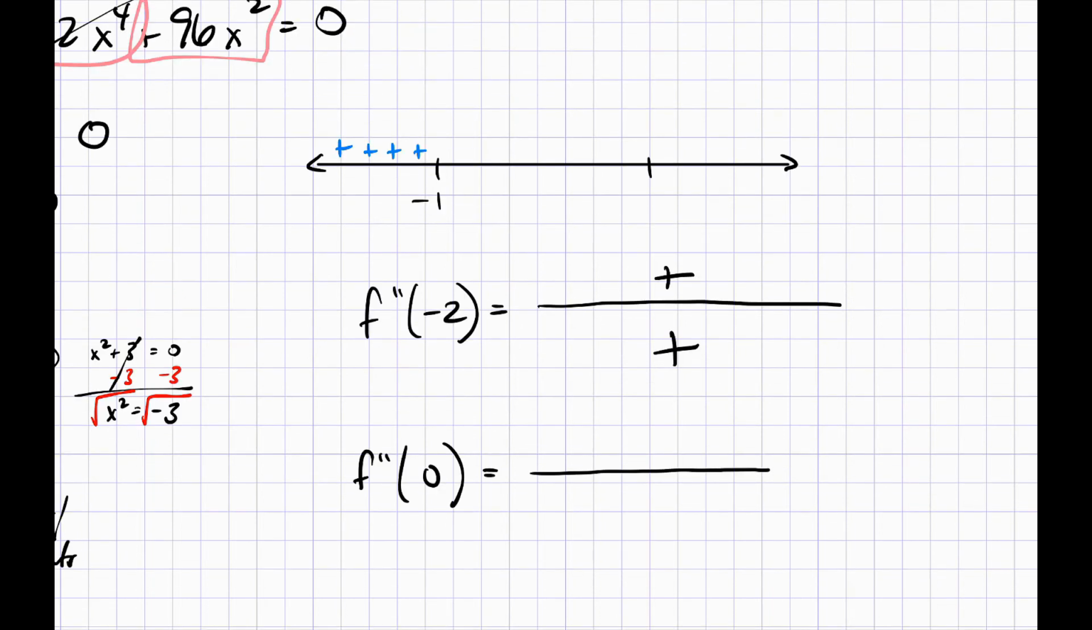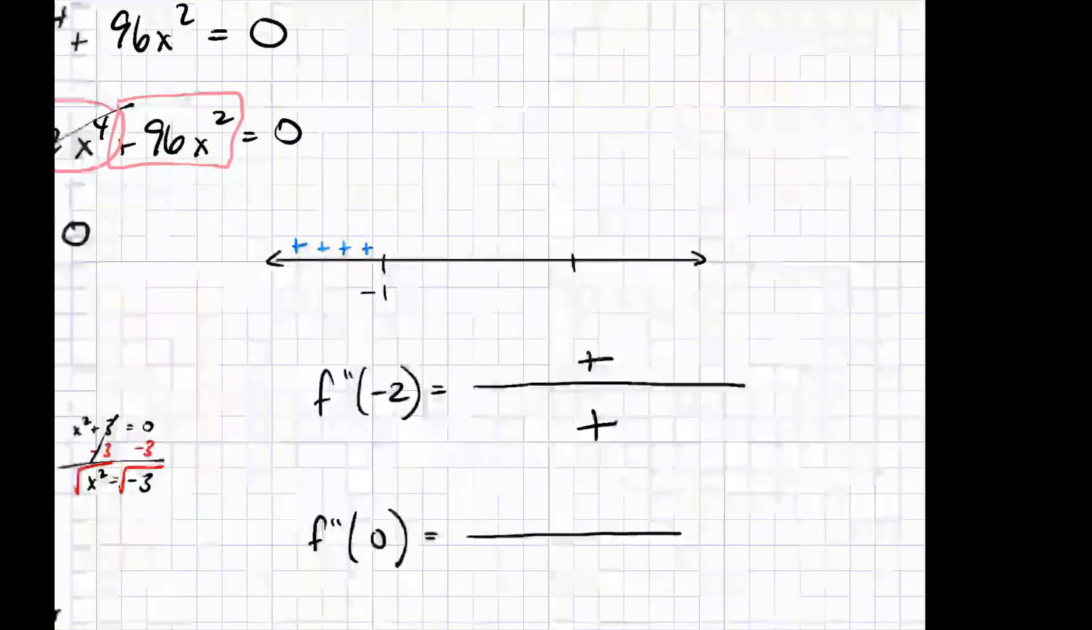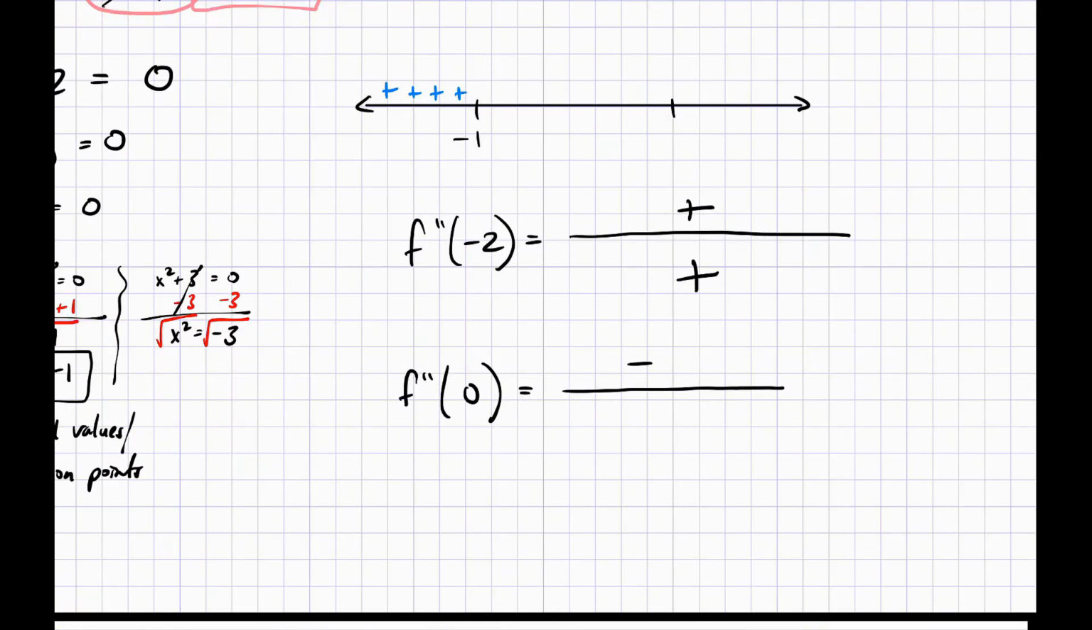Okay, plug in 0. 0 is easy because it makes everything 0. Everything that's multiplied will be 0, right? So if I plug in 0 over here, it's going to be 0, gone. Same thing over here, gone. It'll only leave this part over here. 0 squared is 0, plus 3 is 3. 3 squared is 9. 9 times negative 8 is negative 72. So you would have negative over a positive, which makes a negative.